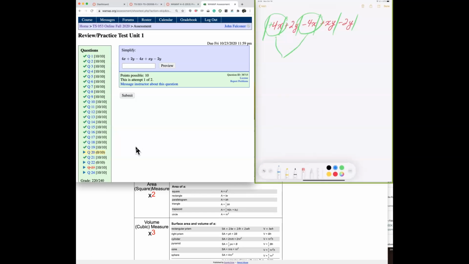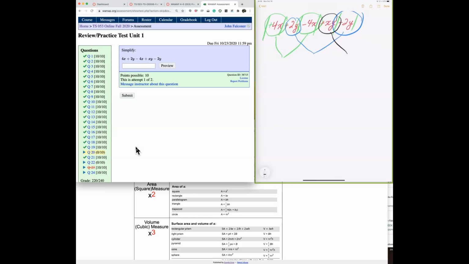We're going to switch colors. It's going to be dramatic and exciting. 2y, positive 2y, negative 2y. Hey, are you seeing stuff cancel out like I am? And then we got this one guy right here all by himself.